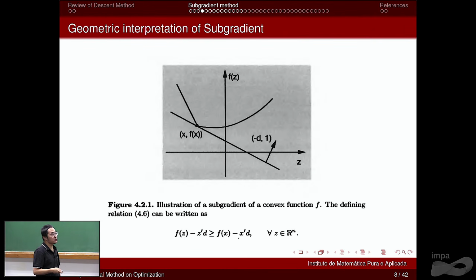Okay, so this is a geometric interpretation of the subgradient, okay? So we have a convex function here, and you can see that at this point x, the function is not smooth, so it's not differentiable. And the subgradient defines a hyperplane which supports the epigraph of this convex function at point x, f(x). And the pair of minus d and 1 is just the normal vector of these half spaces, okay?